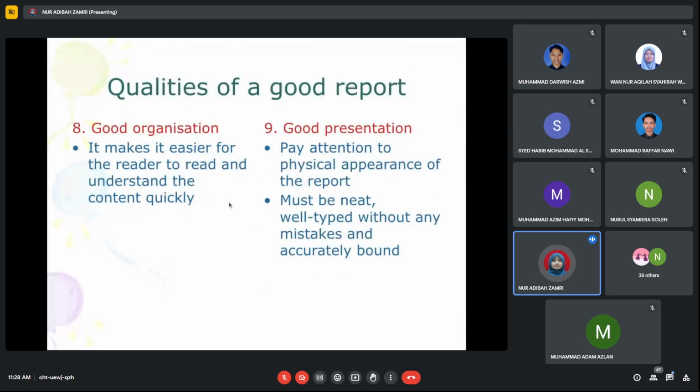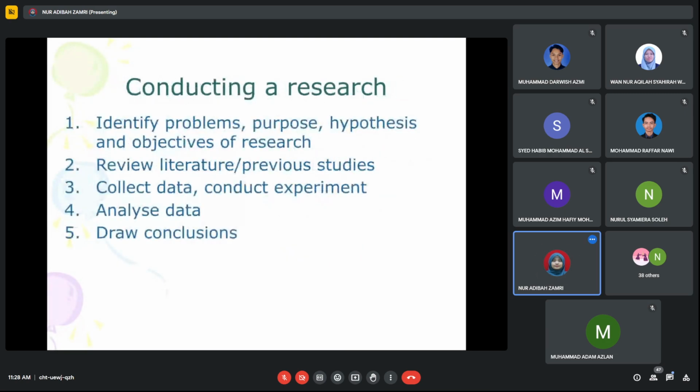Next, good organization. It makes it easier for the reader to read and understand the content quickly. That's why you have to follow the format. We have abstract, introduction, methodology, findings, conclusion, and so on. Then next is good presentation. Pay attention to the physical appearance of the report. It must be neat, well typed, without any mistakes, and accurately bound.